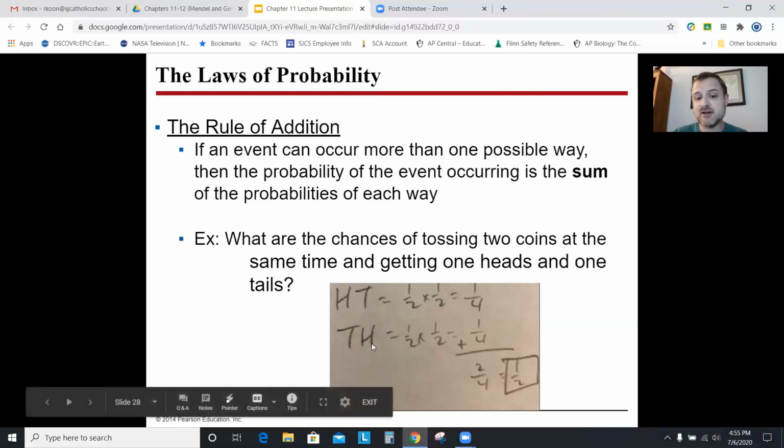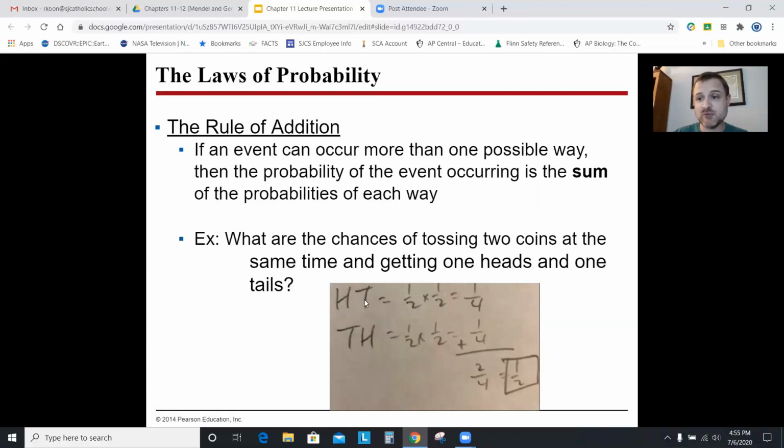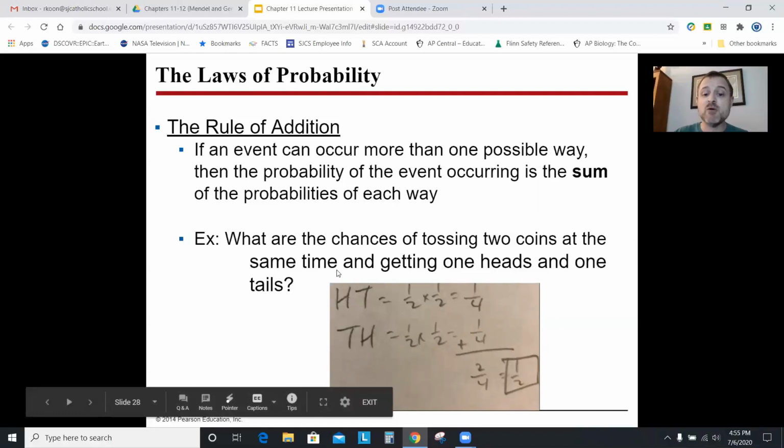What are the chances of this first way, of one coin being a heads and one coin being a tails? Well, each coin's a half, so the chances of getting heads, tails is a fourth. The chances of getting tails, heads is a fourth, all right? Both those are legitimate ways of getting one heads and one tails. So you add those together, you get two fourths, which is a half, okay? If things can happen more than one way, you add the probabilities of each individual way.